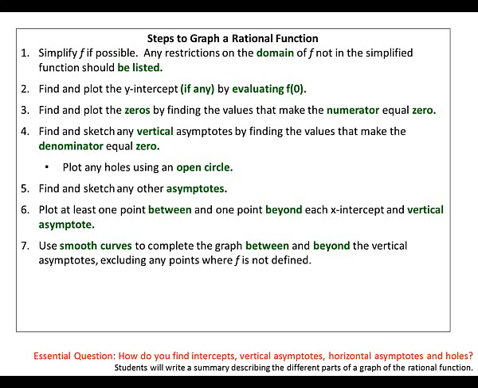We're going to find and plot the zeros by finding the values that make the numerator equal to 0, which we did yesterday. We found zeros yesterday. We're going to sketch vertical asymptotes by finding the values that make the denominator equal to 0, and plot any holes using an open circle. Find and sketch any other asymptotes. So we could sketch some horizontals. Like I said, we're not going to do the slants. Plot at least one point between and one point beyond each x-intercept and vertical asymptote. And then we're supposed to use smooth curves to complete the graph between and beyond the vertical asymptotes, excluding any points where f is not defined. All right, let's try it.